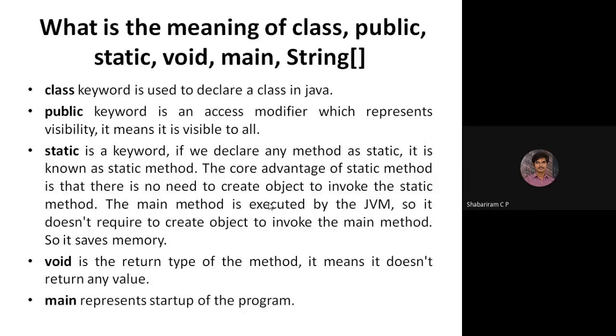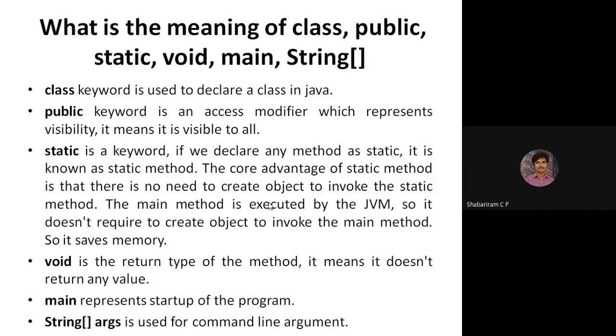Okay, what is a main? So main is the keyword to represent the main function. Here it is a main method. So it's going to be the start of your program. Okay, string argument is used to take the values from the command line.